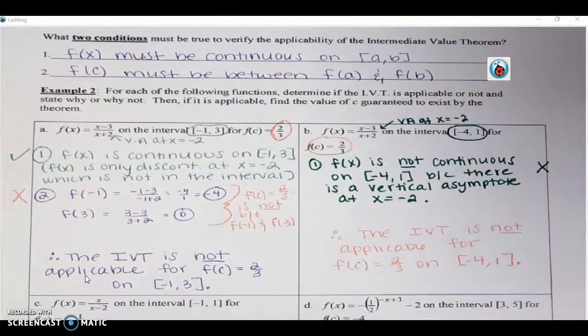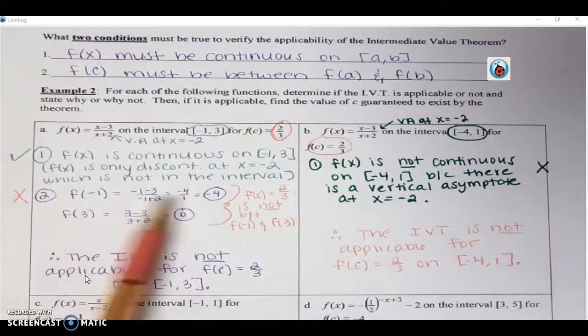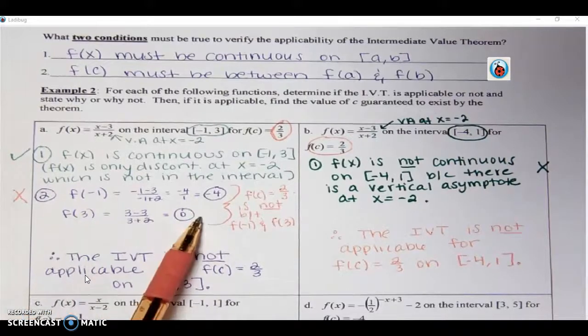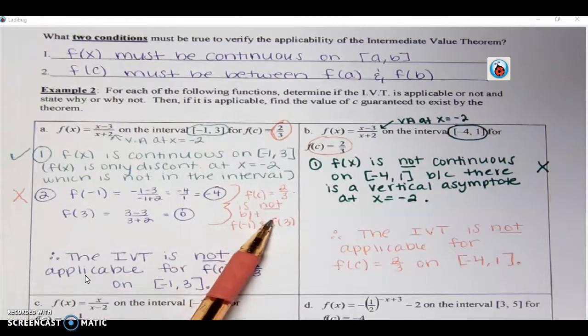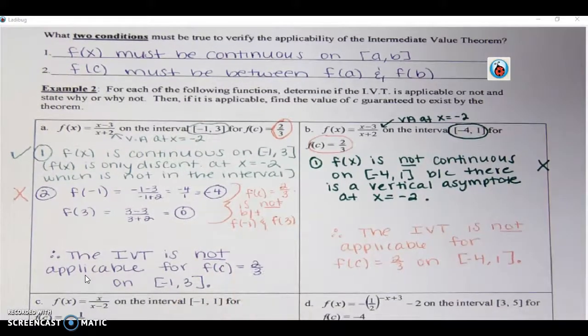Alright, so you're checking if it's continuous. Make sure you always give a reason, even if it's continuous or not continuous. If that passes, you move on to the next step, which is where you plug in your x values to get the y values to see if it's between those y values. That works, but if that doesn't work, it's not applicable.